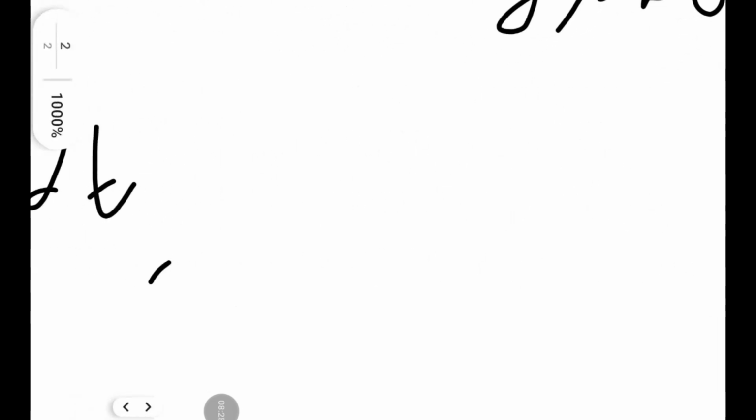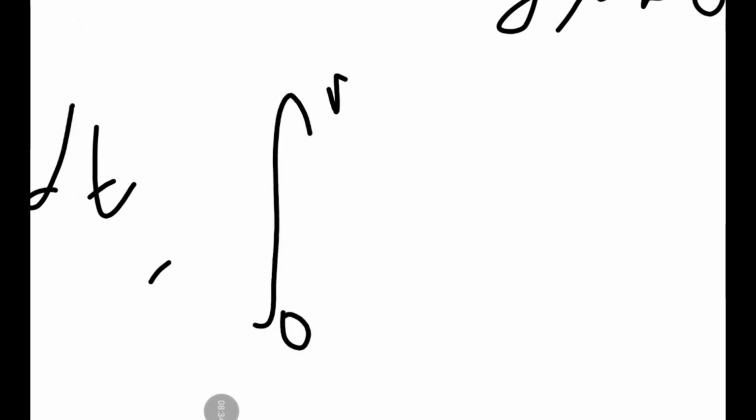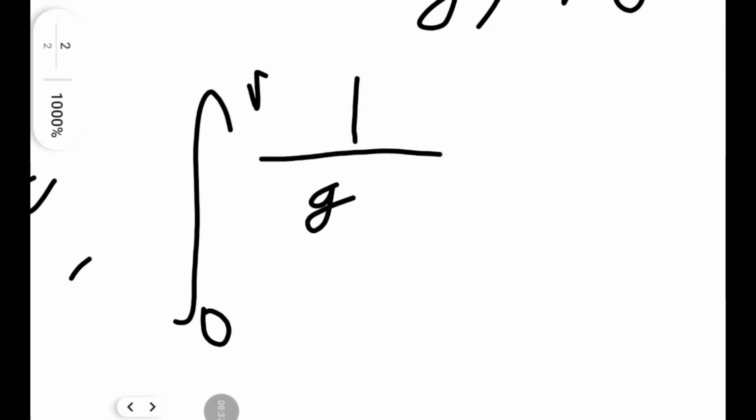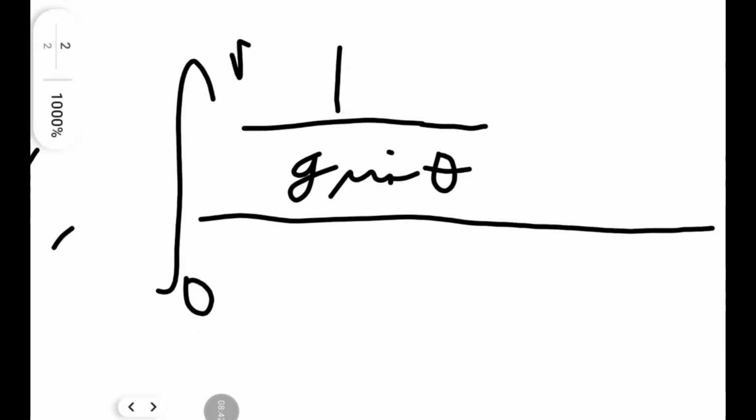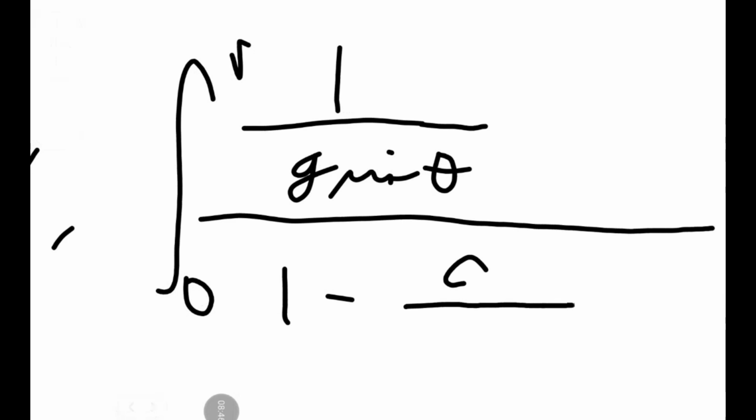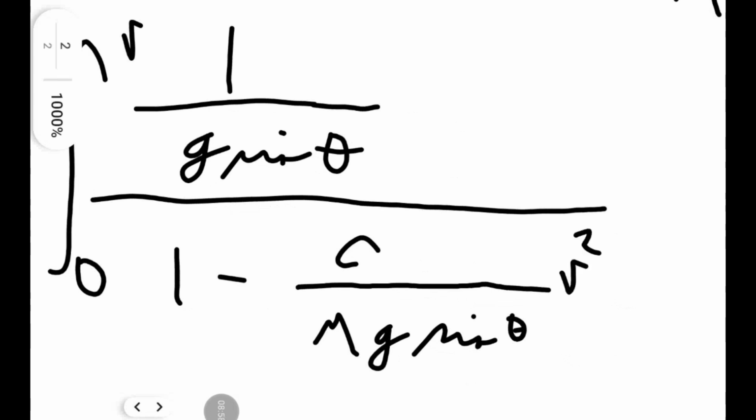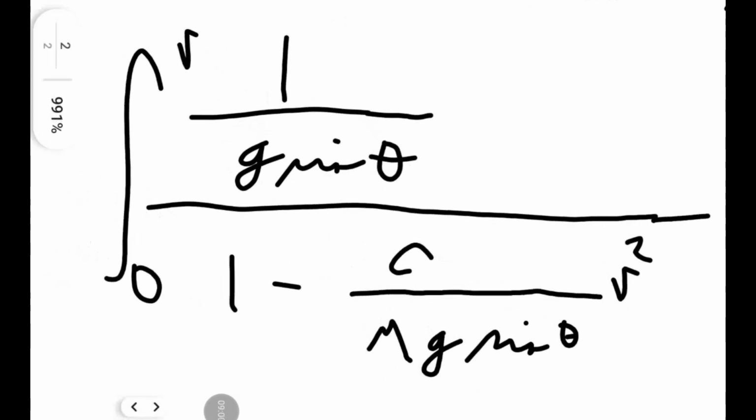When you do that, you end up with the integral between 0 and v of 1 over g sine of theta, and then over 1 minus c over m g sine of theta v squared. We're just looking at the left hand side at the minute. So you get into that format. Now with this, we can just move this 1 over g sine theta to the outside of the integral.